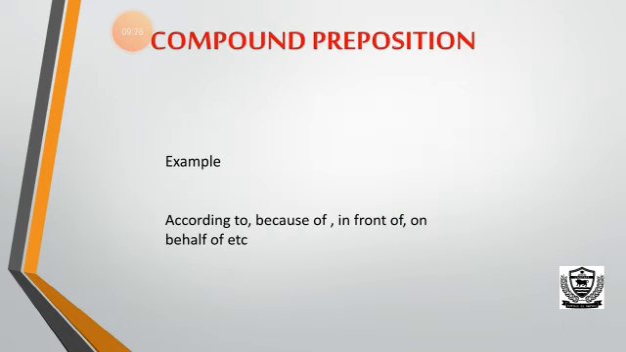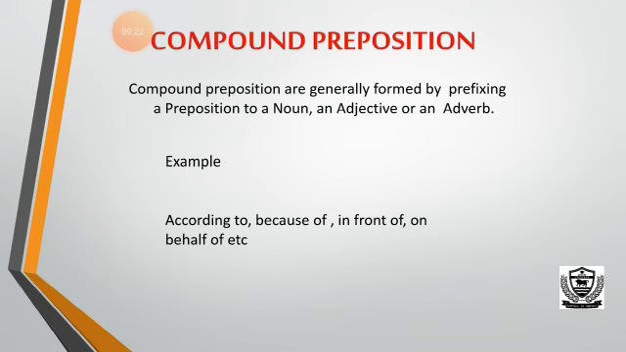The second one is compound preposition. Compound prepositions are generally formed by prefixing a preposition to a noun, an adjective, or an adverb. For example, according to, because of, in front of, on behalf of. Compound prepositions are more than one word. This is why these prepositions are called compound prepositions. They consist of two words or more than two words.